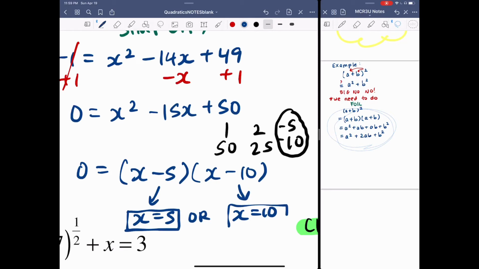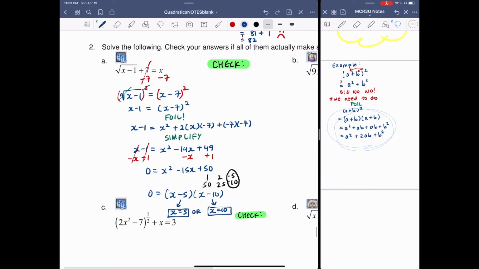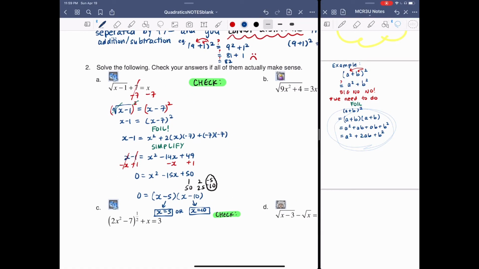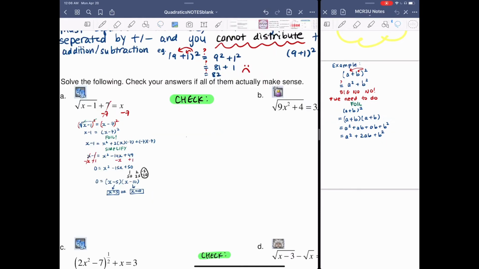So when we go back to the question, it says, solve the following, check your answers, if all of them are correct, if all of them actually make sense. So what I need to do is do the left side, right side check for all these questions. And the way we do that is we sub in the x values that we got into the left side, right side check. And by verifying the left side is equal to the right side, that verifies that our solution is actually correct.